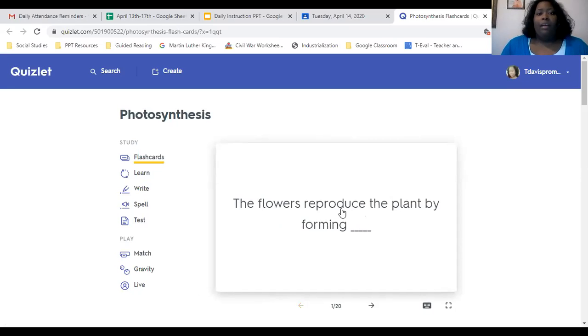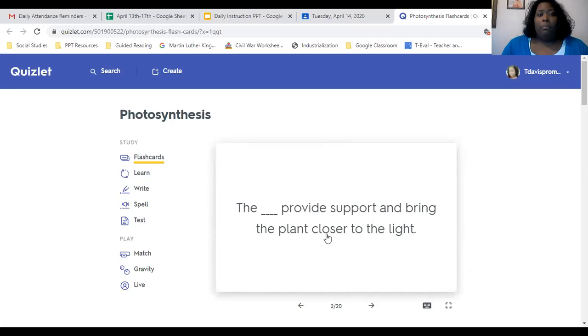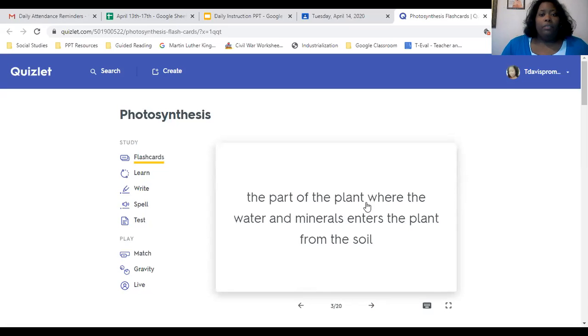So seeds, the flower reproduces the plant by forming seeds. So flowers reproduce themselves by forming seeds. Stems. So a stem provides support and it brings the plant closer to the light, the sunlight energy or the light source in its environment. Roots. Roots are the part of the plant where the water and minerals enter the plant from the soil. So the roots are underground and they absorb water and minerals from the soil.